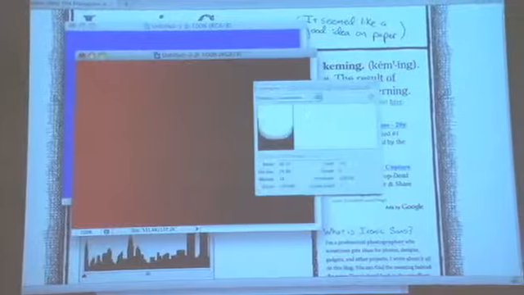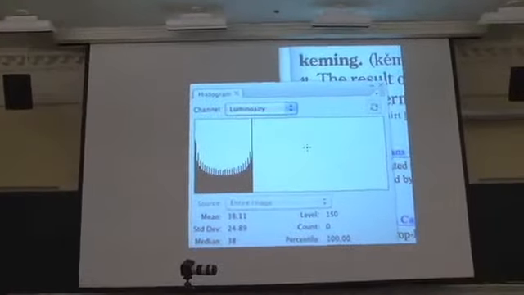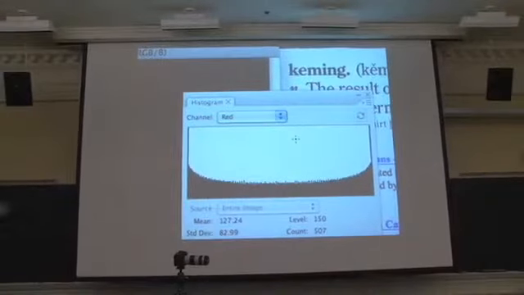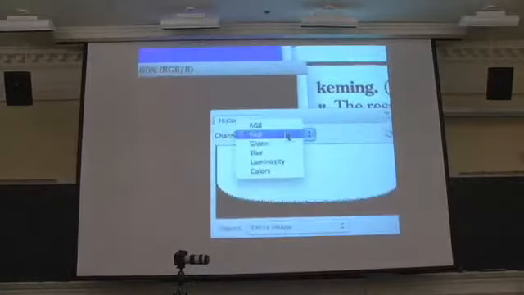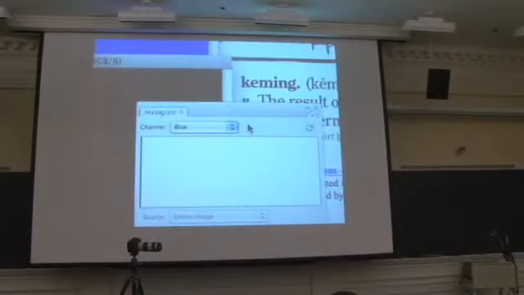And we have here the Photoshop window that shows us the histogram. So you can see this is the luminosity histogram that we determined. We can look at the red channel only, and it goes from completely black to completely red. Green channel, complete absence of it. Blue channel, complete absence of it.